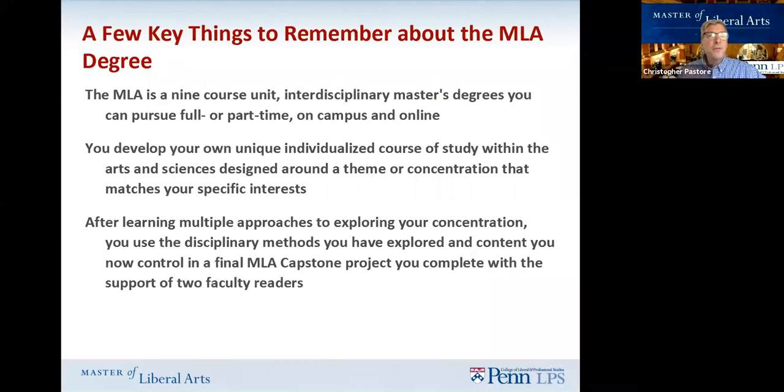Let me give you a few things to remember about the MLA. The Master Liberal Arts is a 9-course unit program. Penn uses course units. Every regular 4-credit course equivalent is 1 course unit. So you basically need to take 9 course units, which we usually consider consists of 8 graduate level courses and a final capstone as your 9th course unit. There's the occasional course that has a lab or another component at 1.5 CUs or a half CU, but most courses are 1 course unit.